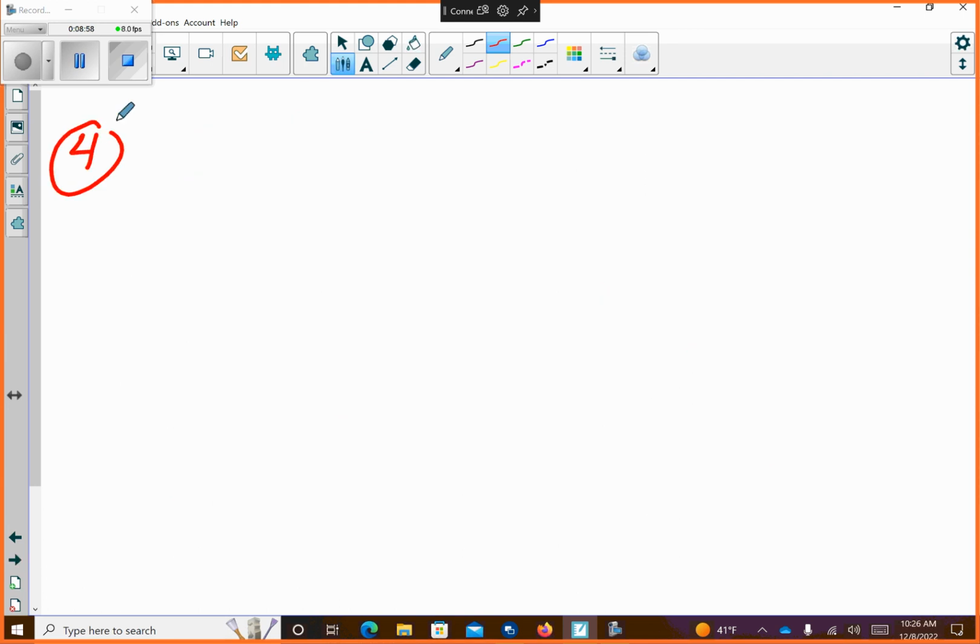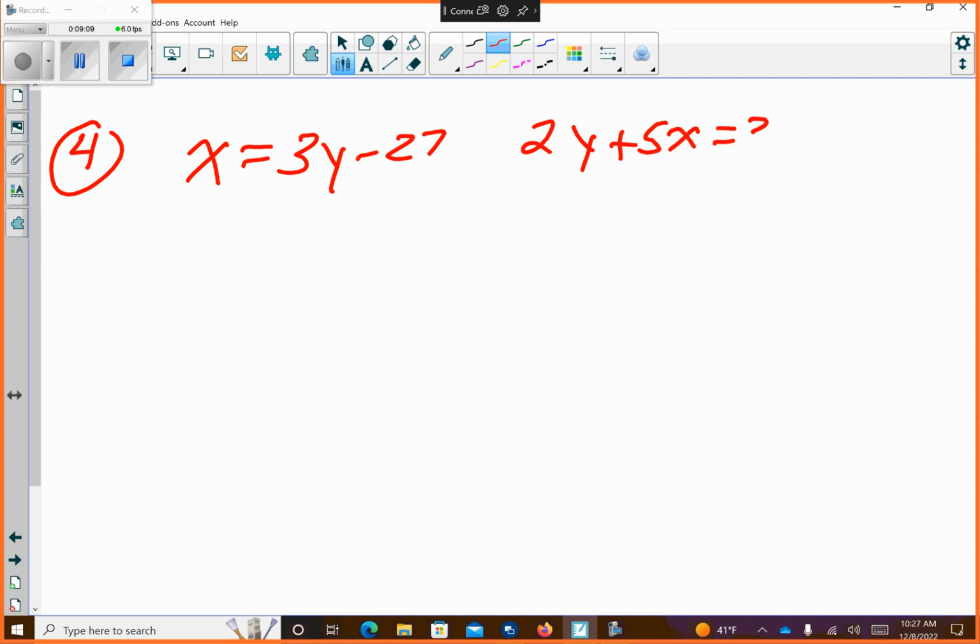All right, so problem number 4, we have x equals 3y minus 27. And then we have 2y plus 5x is equal to 35. Okay, this one looks like it's got a little extra horsepower to it, but I think we're okay. Do I know one of the letters? Is one of the letters all by itself on one side on one of the equations? Yeah, the first equation, we know that x is equal to something. We know that x is equal to this.